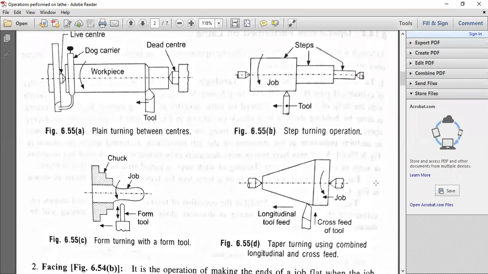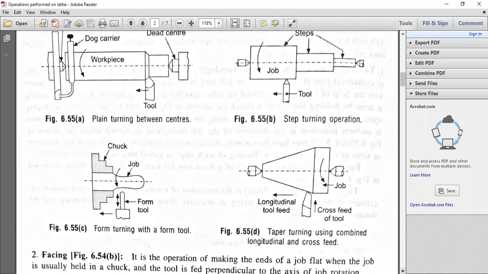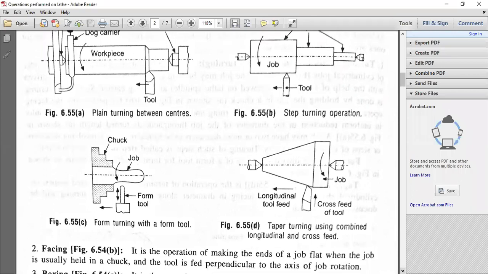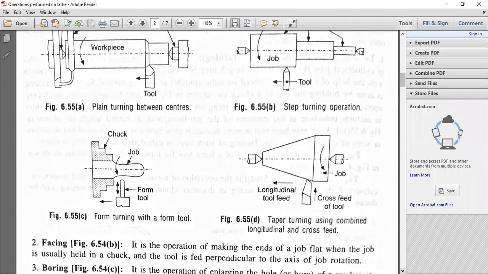Longitudinal motion is parallel to the spindle axis, and the cross feed is perpendicular to the spindle axis. You have to know all this, because in the alignment test, after the assembly of the lathe machine or any other machine tool, we have to test both in the longitudinal direction and the transverse direction. So those are the different operations of a lathe.